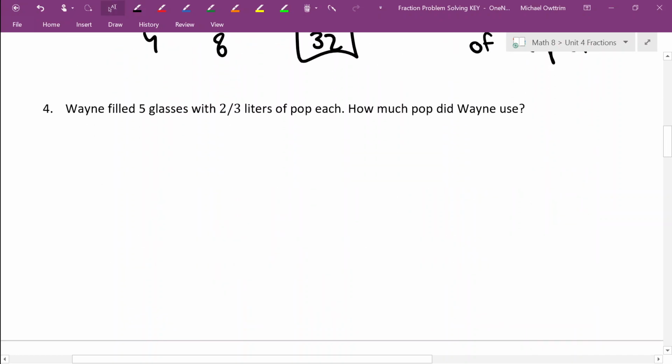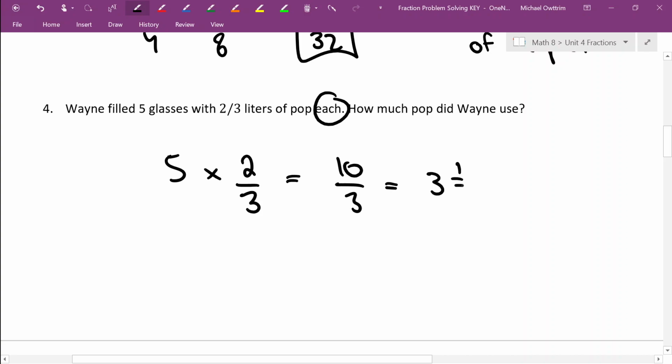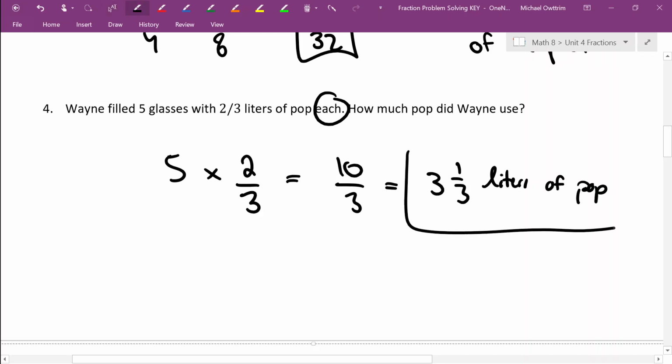Wayne filled 5 glasses with 2/3 of a liter of pop each. How much pop did he use? We have 5 groups of 2/3 each. That gives us 10/3, or 3 1/3 liters of pop total.